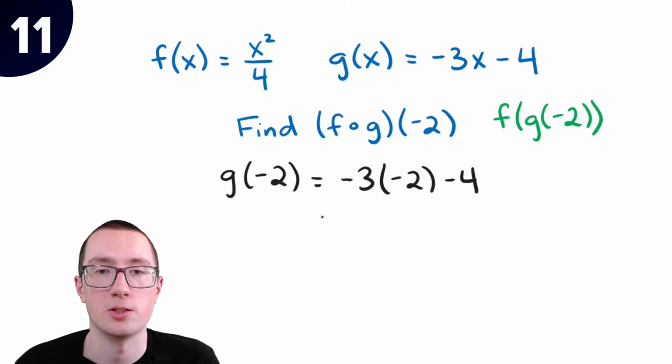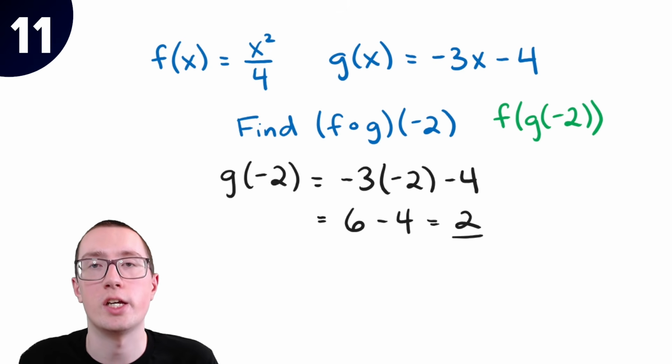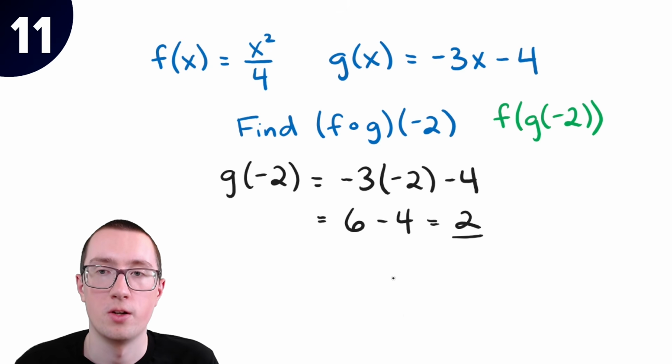And now let's just go ahead and solve this. So -3 times -2, 3 times 2 is 6, and two negatives make a positive, so it's going to be positive 6. We haven't touched this minus 4, so it's going to be 6 minus 4, which is 2. So g of -2 is equal to 2.